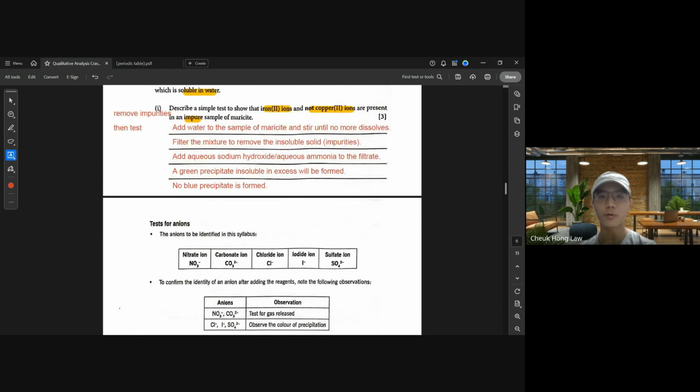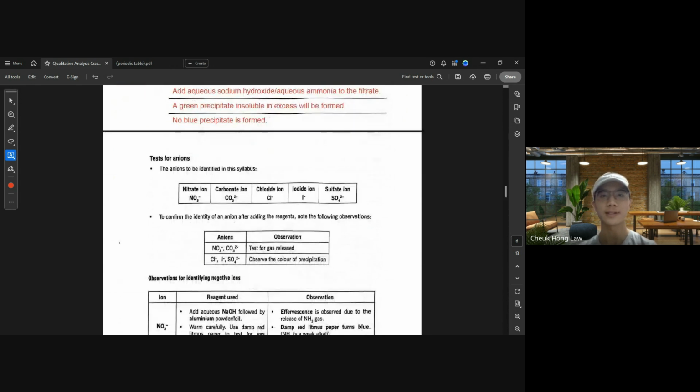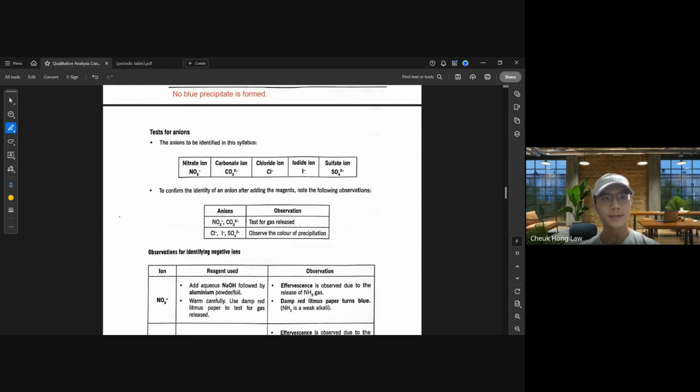All right. If not, we'll be moving on to the test for anions. For cations, there are 7 cations to test, and for anions, there are 5 anions to test: your nitrate, carbonate, chloride, iodide, and sulfate.